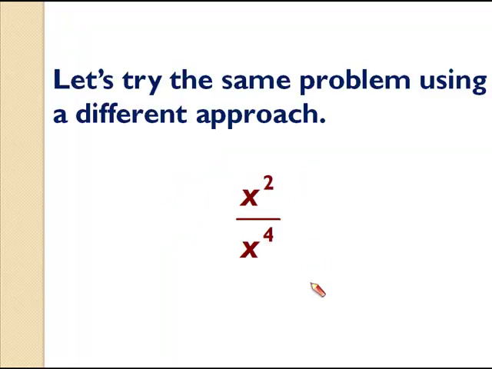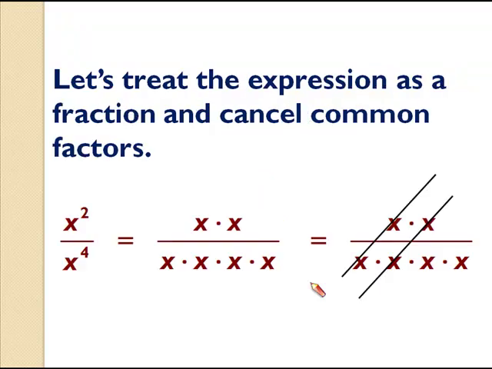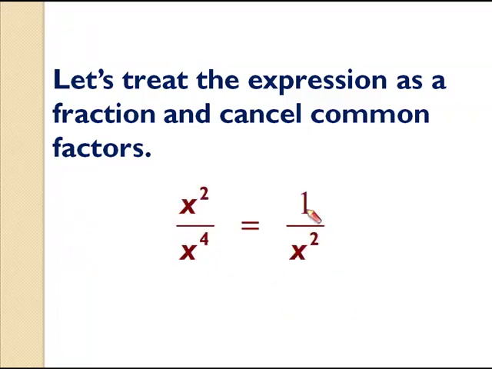We can try a different approach to the same problem by expanding the numerator and the denominator. So we take x squared and we rewrite that as x times x, and x to the fourth we rewrite as x times x times x times x. And then we cancel common factors. So we cancel an x, another set of x's, and we're left with 1 over x squared.